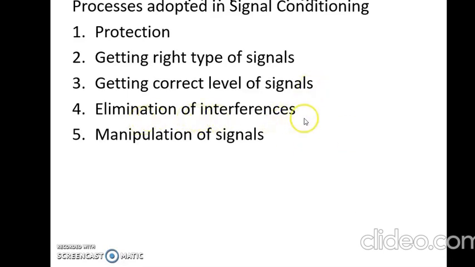Fourth one, elimination of interferences. Some undesired signals or disturbances may be associated with the output electrical signal of a transducer, and these need to be eliminated. Such interferences are eliminated by the use of filters. Fifth one, manipulation of signals. The output signals may be non-linear in nature, and these need to be linearized, and also vice versa.